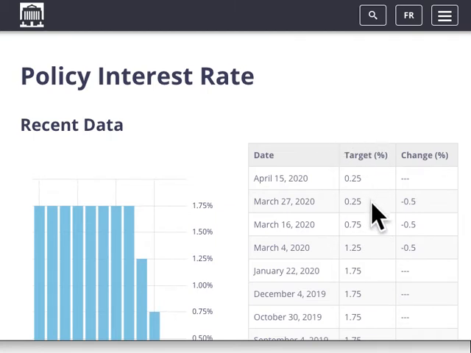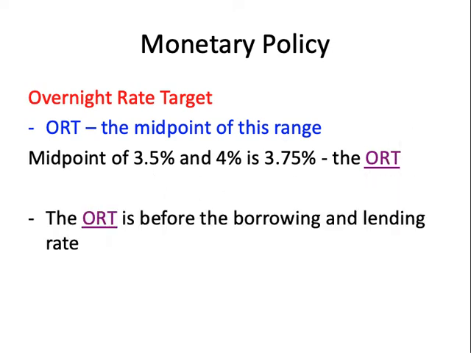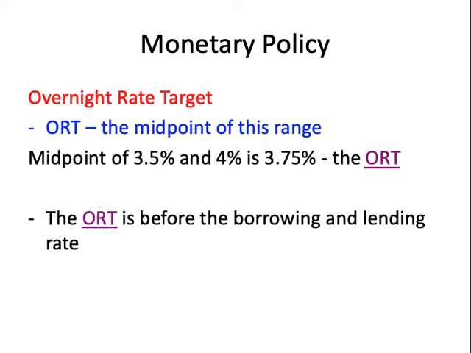And so if you look at this number, 0.25%, and then we look back at our PowerPoint, it says that the overnight rate target is the midpoint of that range. So we're going to see that the midpoint of the range between the bank rate and the borrowing rate is going to be the overnight rate target. And so this overnight rate target is set, and that sets these 2 points up.